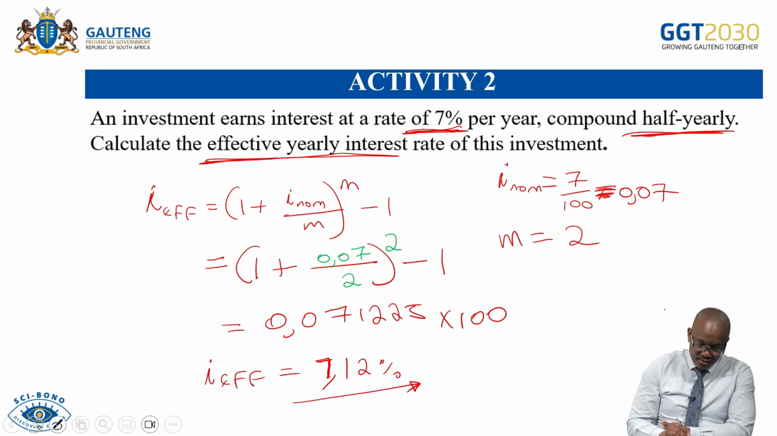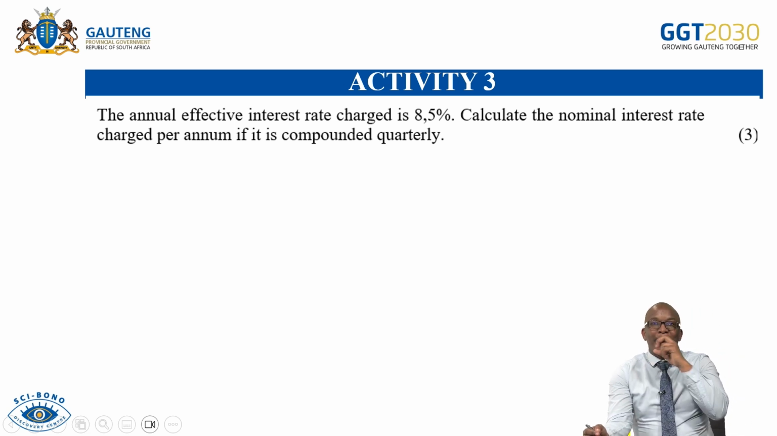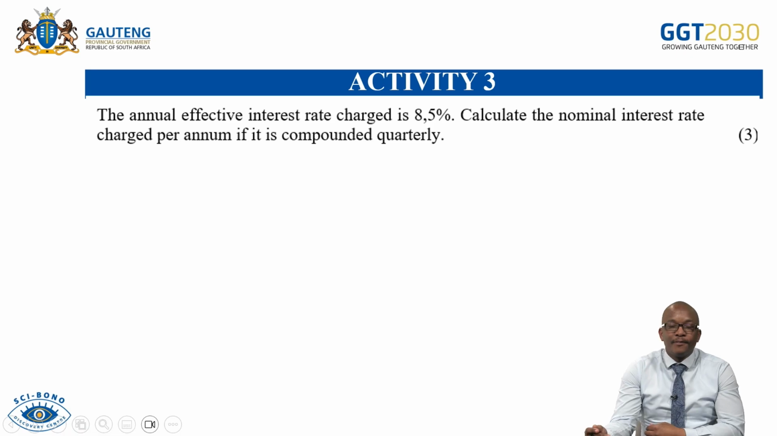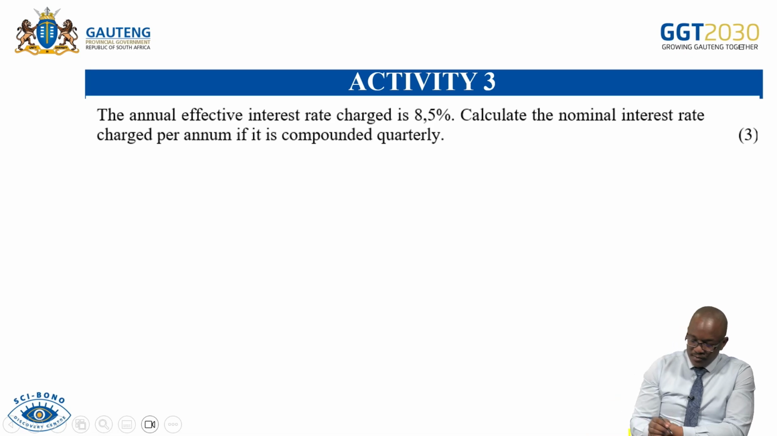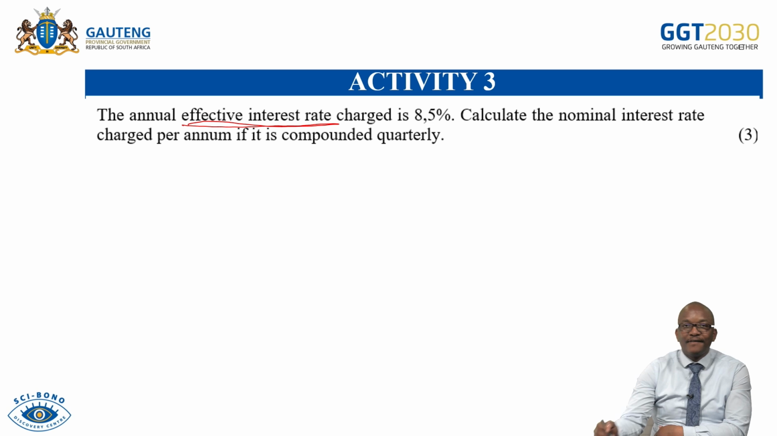So now, looking at our next activity, activity 3. With activity 3, remember, we are given the following. They're saying the annual effective interest rate charged is 8.5%. Calculate the nominal interest rate charged per annum if it is compounded quarterly. So now, we are given the effective interest rate.